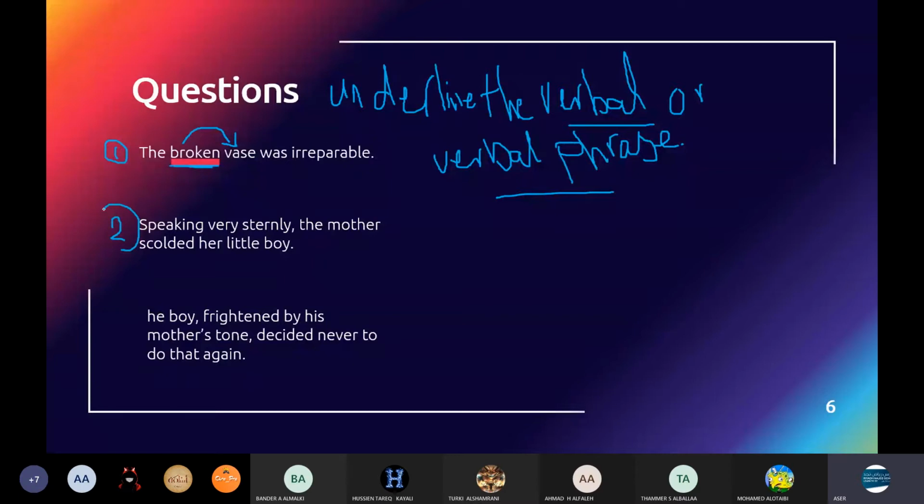And meanwhile, you can answer example number 2. Sternly, the mother scalded her little boy. Okay, I will pick Muhammad Ratib.